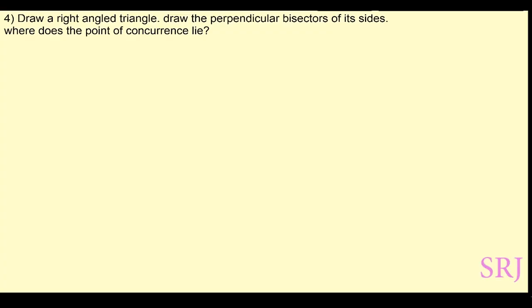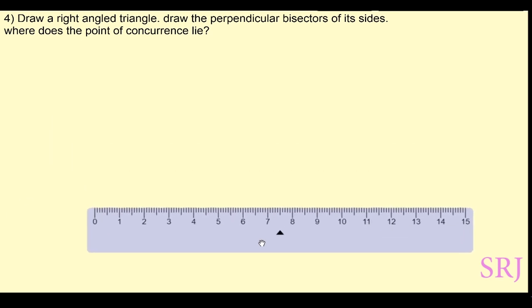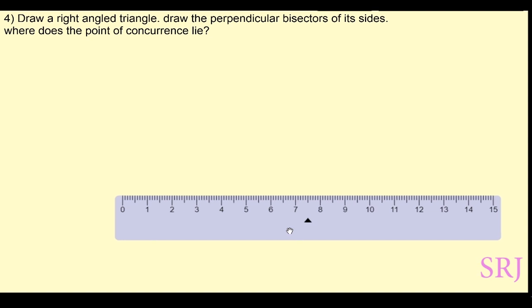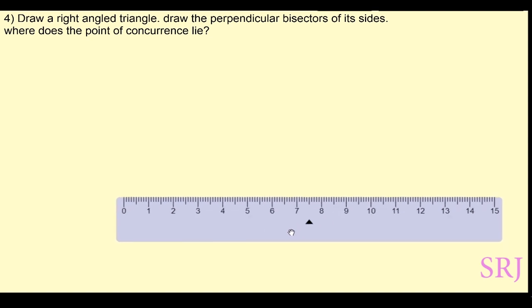Draw a right angle triangle. Draw the perpendicular bisector of its sides. Where does the point of concurrence lie? In this, we have to draw the perpendicular bisector. So first, let us draw right angle triangle. For that, take a scale and draw the base of right angle triangle.